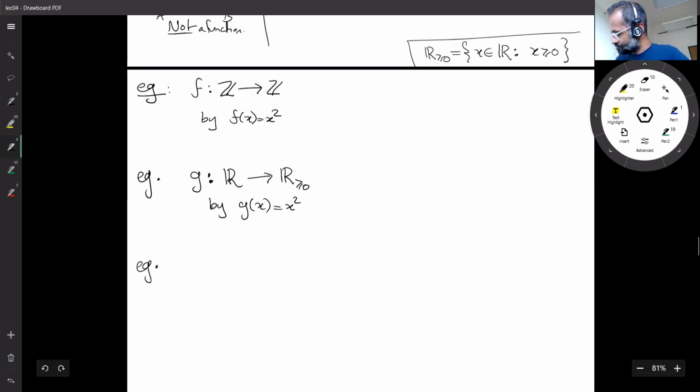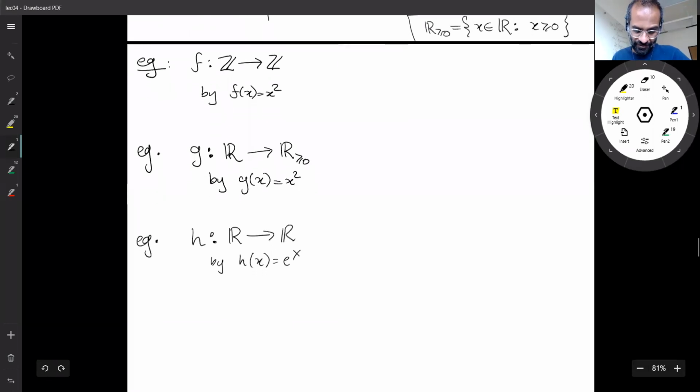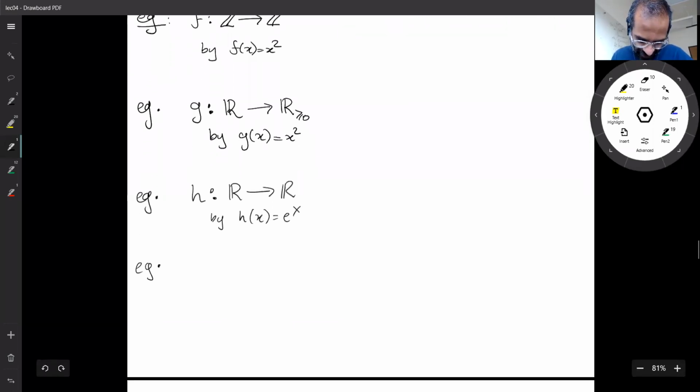Here's another example. I could have h going from reals to reals by h of x is e to the x. So these are all things you're probably used to seeing in calculus. But then I could have some other functions. These can be any sets, right? For example, I could have now the function b going from a set A to its power set, defined by the element A gets mapped to the set containing A.